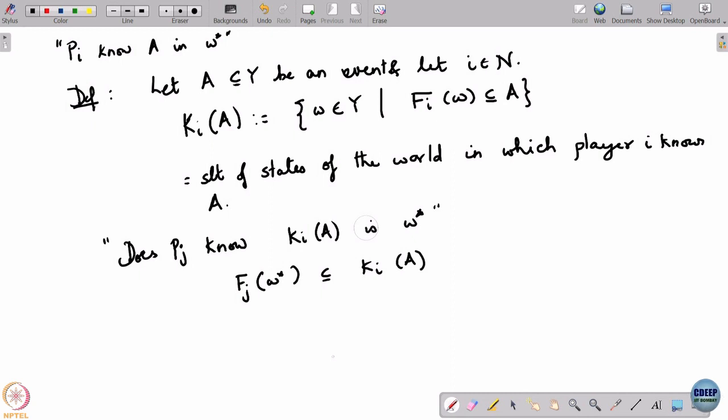But what is Ki of A itself? Ki of A itself is the event that player I knows A, right? So, if player J knows Ki of A in omega star, then effectively we can say that player J knows that player I knows event A, right? But now I can recurse on this further.